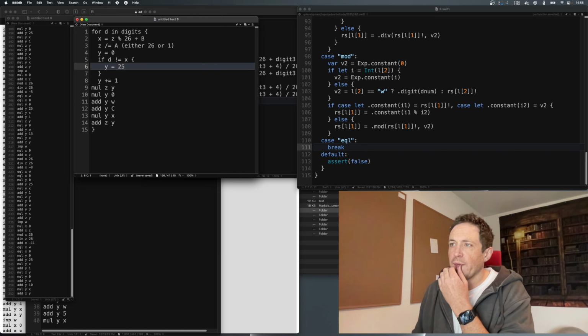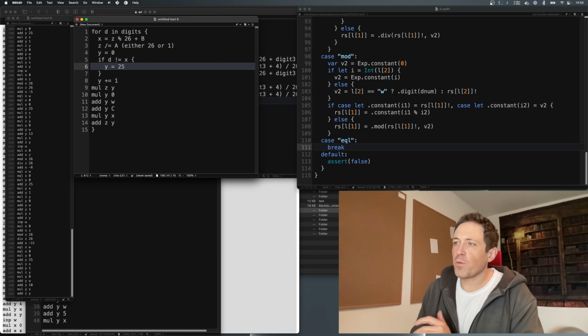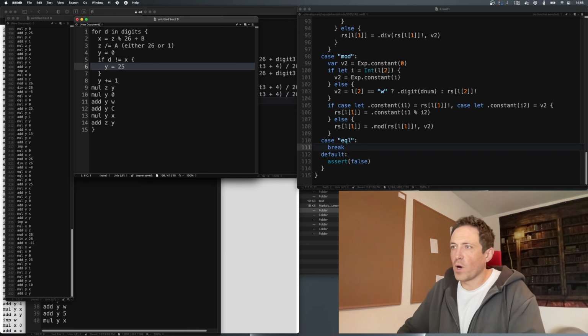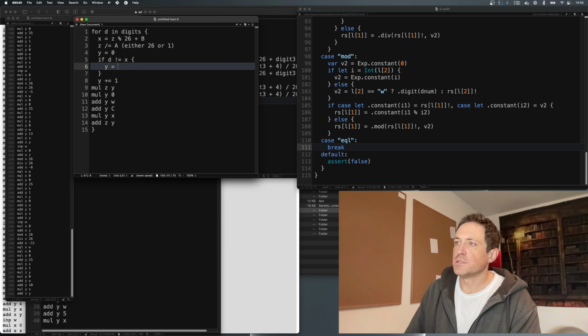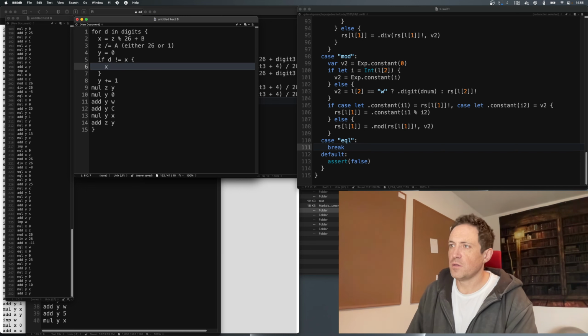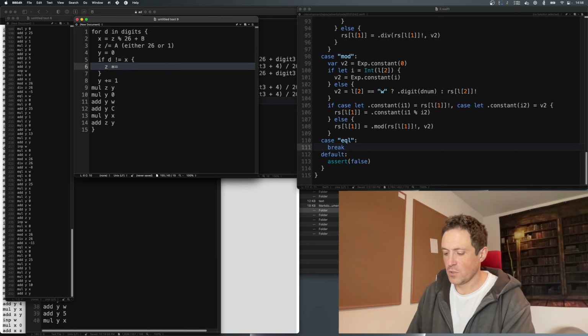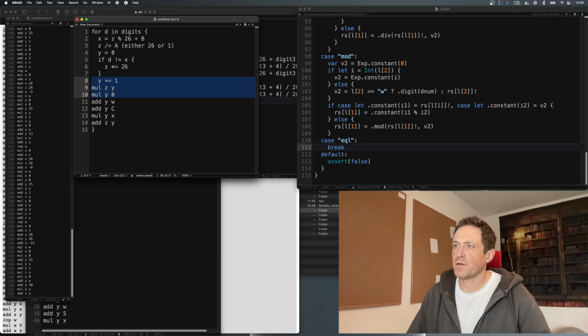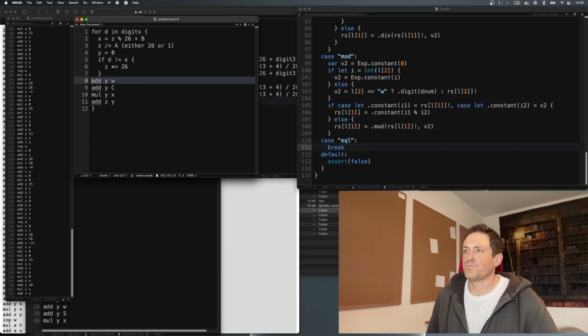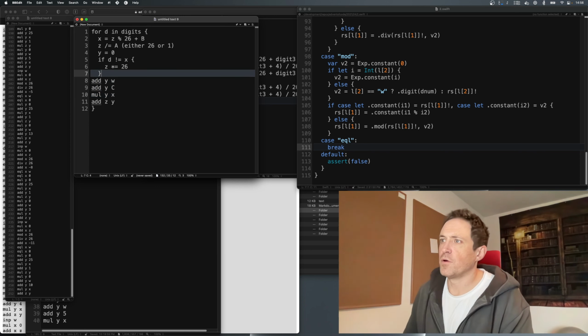So if we multiply Z by Y, it's a no-op. Z by 1, it's a no-op. So Z times equals 26. That's the effect of all that, right? Yeah, I think I'm good. Okay.